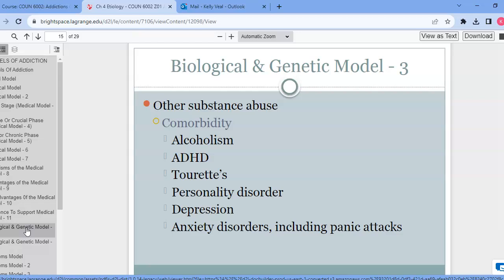So other substances, comorbidities that are usually going to occur, which suggest genetic predisposition, are alcoholism, ADHD, which makes sense because you struggle focusing, Tourette's, personality disorders, because where do they come from? Trauma, and they are comorbid with addiction, right? Depression, anxiety, and panic attacks. Of course, alcohol is really nice if you're super anxious. It calms you down, and people really like that. And depression, it can help, give you some energy. Drugs might give you some energy, make you less socially anxious.